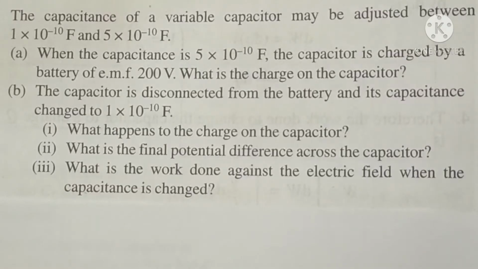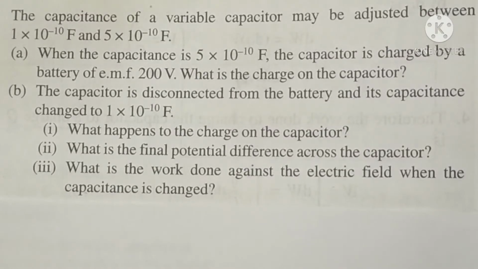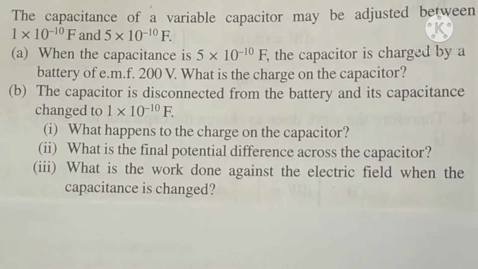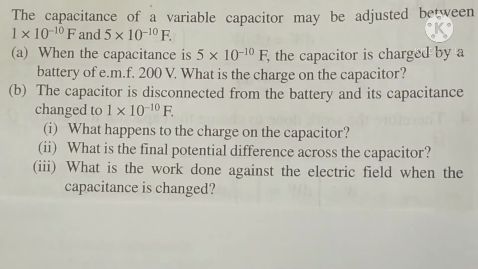Let us try to attempt these A-level questions. It is about the capacitance of a variable capacitor that may be adjusted between 1 times 10 to the power of negative 10 farad and 5 times 10 to the power of negative 10 farad. For section A, when the capacitance is 5 times 10 to the power of negative 10 farad, the capacitor is charged by a battery of EMF 200 volt. What is the charge on the capacitor?